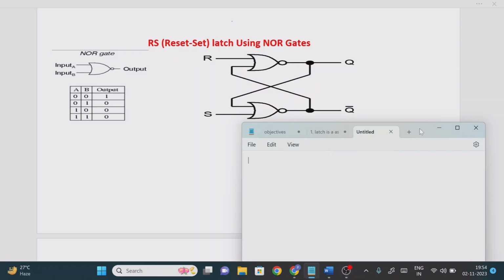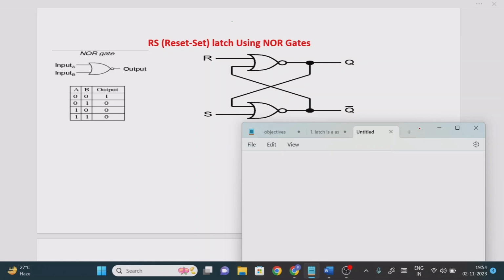Welcome back. In today's session, we are going to learn how to design the reset-set latch by using NOR logic gates. If you didn't watch my previous video, please go through that video so that this video will be easy for you to understand. In that previous video, I explained it in a detailed manner. If you understand that video, then this video will be somewhat easier.